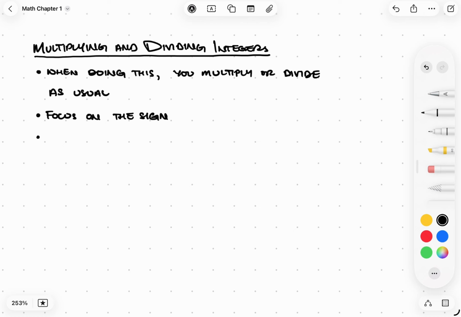So here's a rule. Actually, let's do it this way. If the signs are the same, make the answer positive.